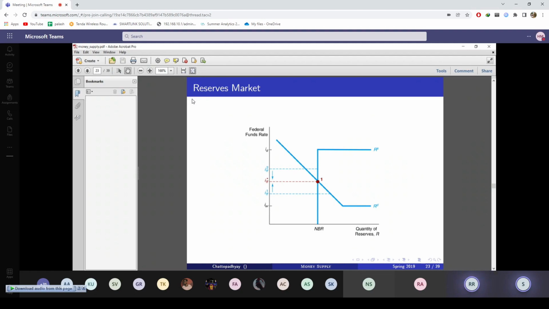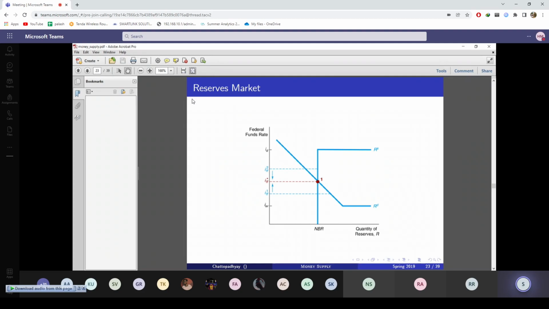We are measuring the interest rate, which is the federal funds rate or my repo rate, on the y-axis, and we are measuring the quantity of reserves R on the x-axis. Reserves demand curve, reserve supply curve. Let me explain individually why the reserves demand and reserve supply curves look like this. Let us first concentrate on this negatively sloped portion of the reserves demand curve.